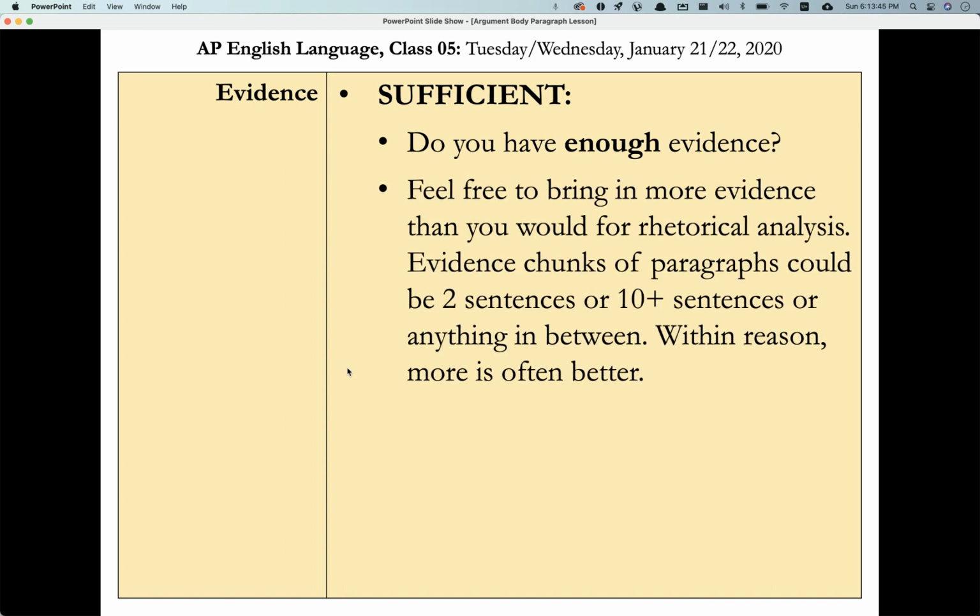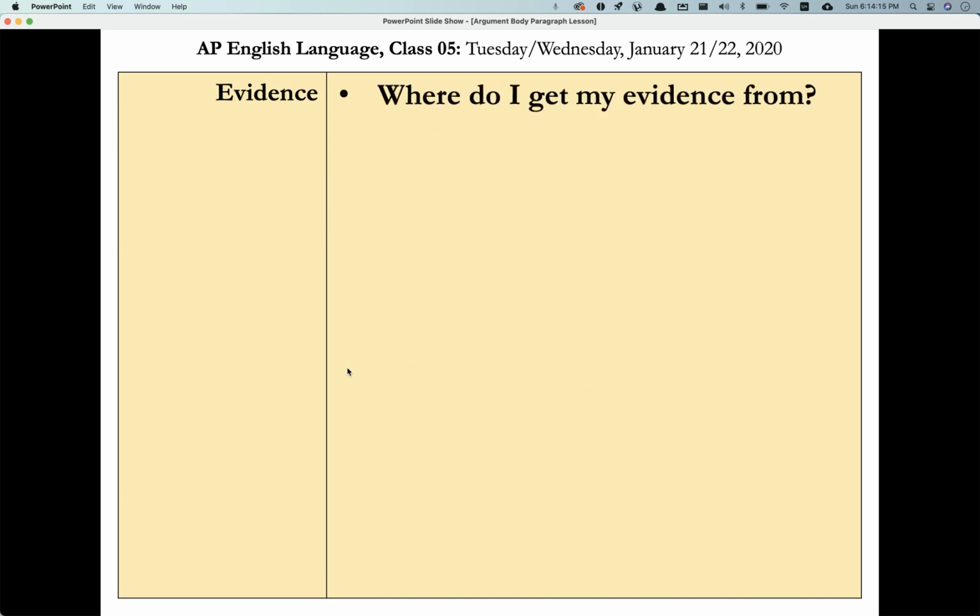You always have the right in argumentation to bring in more evidence than you would for rhetorical analysis. In rhetorical analysis, you might have a quote that's two or three clauses, two or three sentences. Evidence chunks of paragraphs could be two sentences. They could be ten or more sentences or anything in between in argumentation. Of course, within reason, given the scope of your argument, more evidence is often better. So do you have enough?